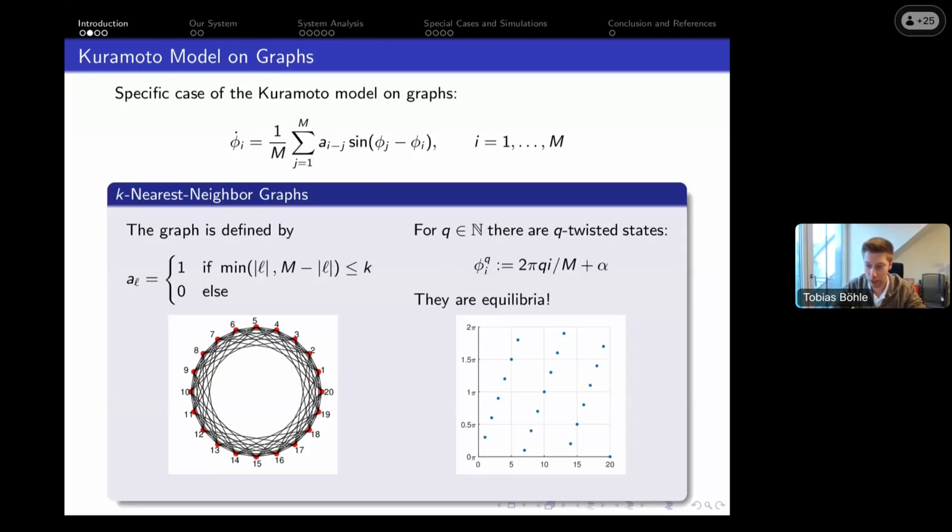So this figure illustrates a 3-twisted state here, where Q is equal to 3.